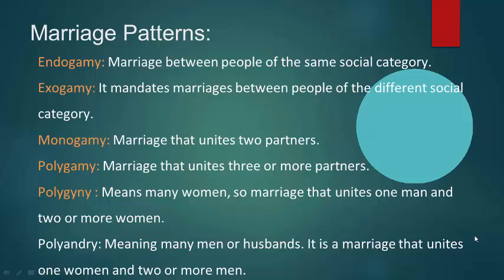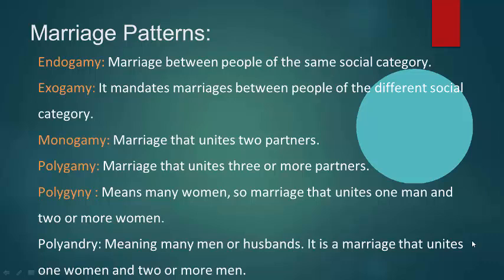Another pattern of marriage, on the basis of spouses, is monogamy. Monogamy is the marriage that unites two partners, one husband and one wife. This practice is common in the world because supporting multiple spouses is a heavy financial burden, and the number of men and women in most societies is roughly the same.